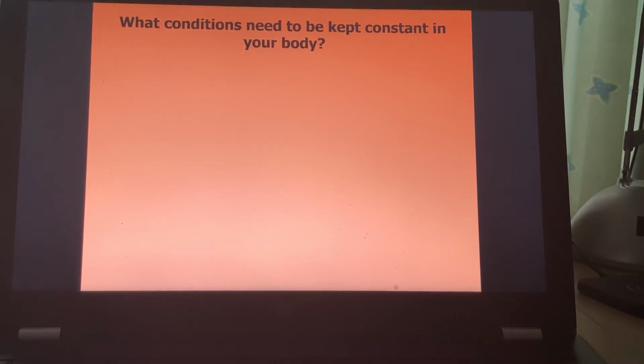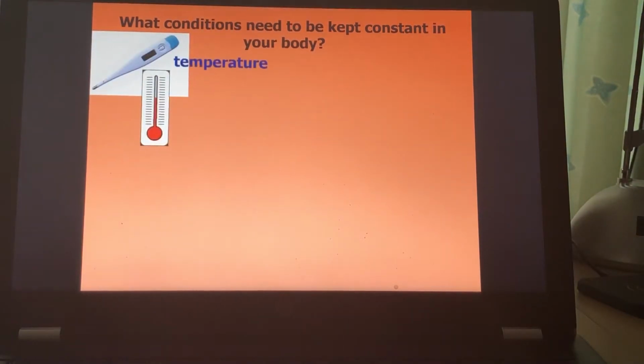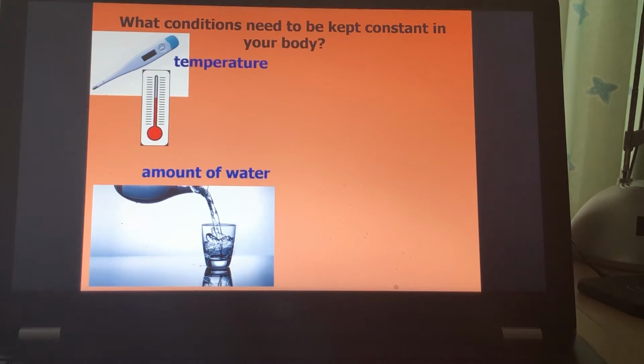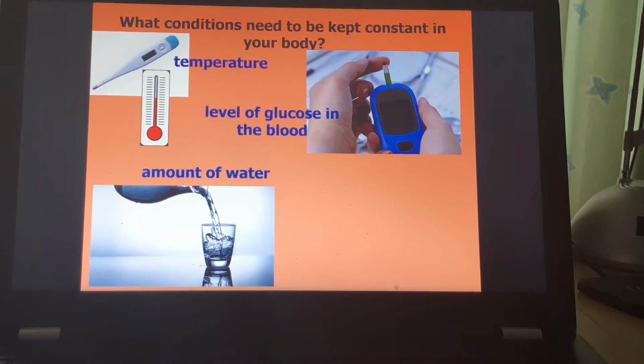So obviously, if your temperature goes up or down, that's a sign that you're not well. So your temperature should be kept the same to keep your body functioning properly. The amount of water in your body and the level of water in your blood has to be kept the same. The amount of glucose, or the concentration of glucose in your blood, should be kept the same. And for most of us, that happens normally. For some people who are diabetic, they need to check that and they need to take action if the level of glucose isn't right. But for most people, that happens automatically.